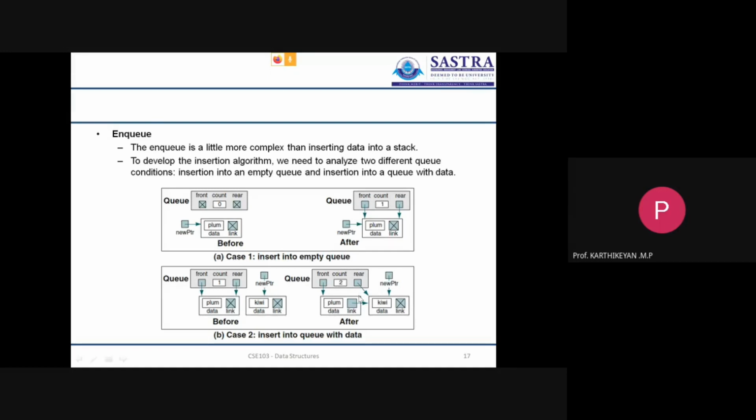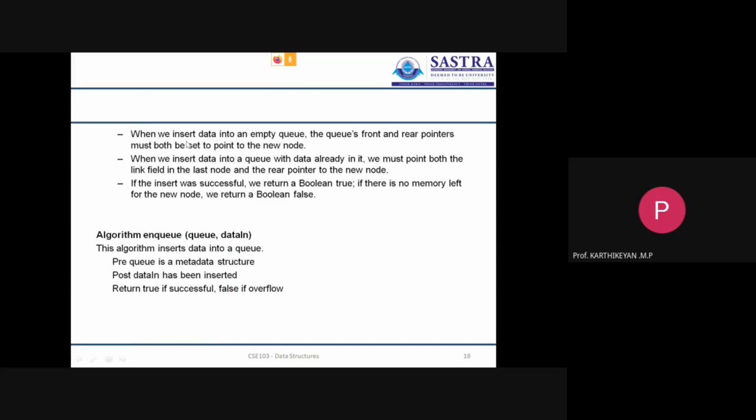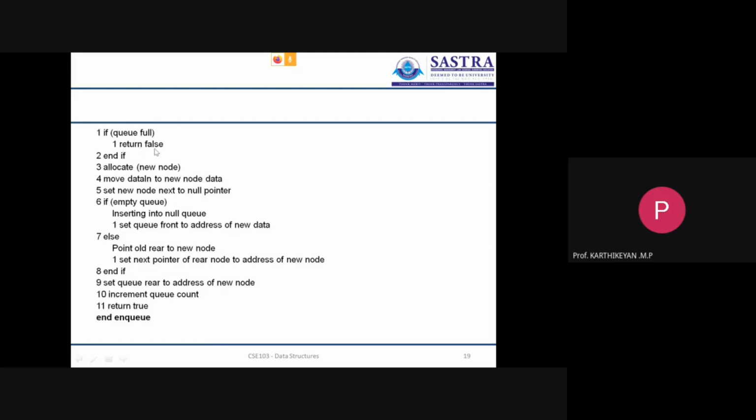Now let us check how we are solving these two cases in the algorithm. See here, in the algorithm, if the queue is full, give an error statement and return false. Otherwise allocate a new node. Once the memory is allocated, move the data to the new node: whatever parameter data we are getting, pass it to the new node data. Then initialize the new node's next pointer to null initially. Then check if the queue is empty. Queue is empty means the front and rear values will be null.